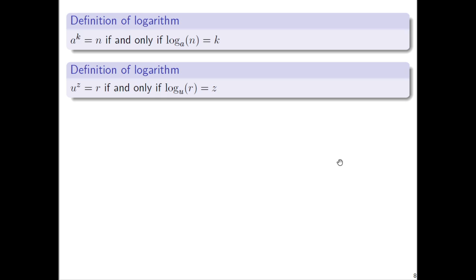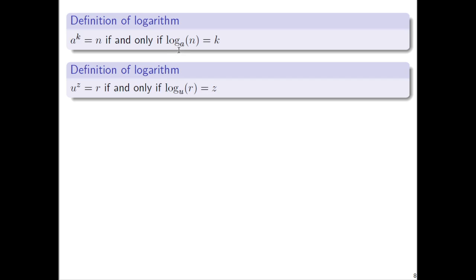Just a reminder, the important thing from last time, you'll see this a lot. You have to be familiar with the definition of logarithm. You won't have time to just look it up every time. You've got to get yourself very familiar with this. And we've stated it twice. A to the k equals n if and only if log base a of n equals k. Another way to state it, u to the z equals r if and only if log base u of r is equal to z. So you'll notice the base is the base, right?